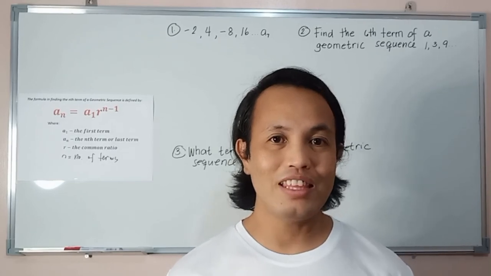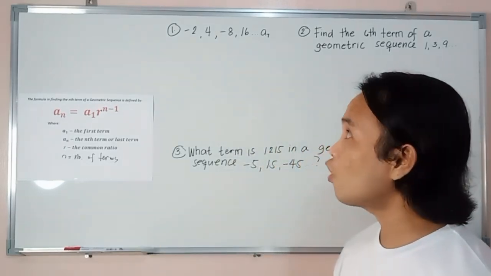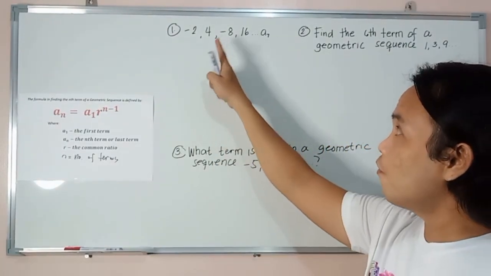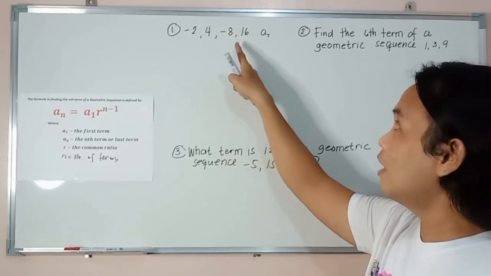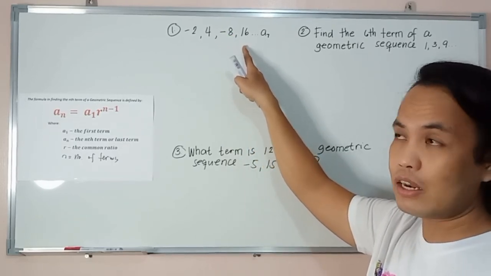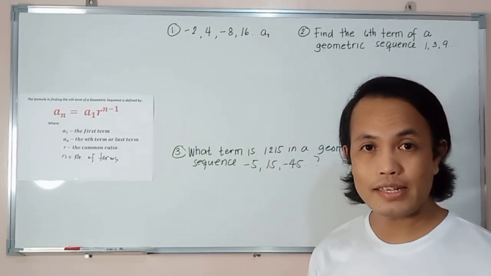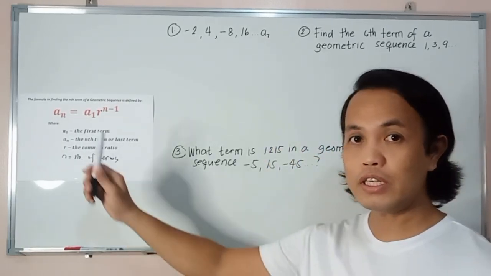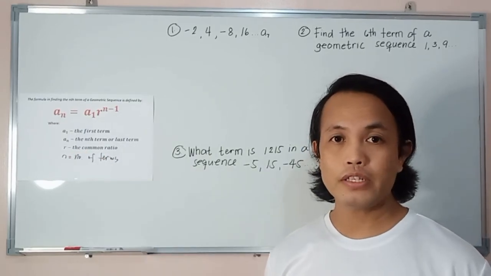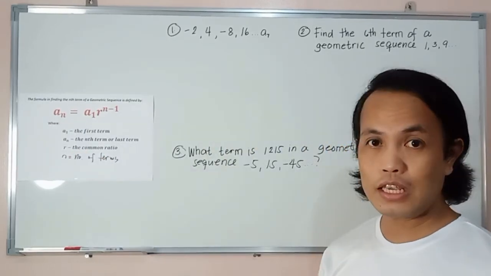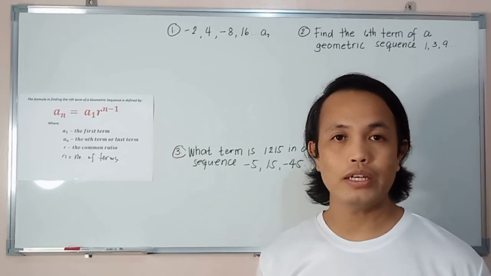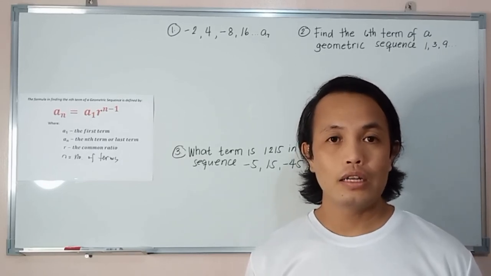So we will try this example number 1. We are given negative 2, 4, negative 8, and positive 16. We are going to solve for a sub 7, which is the 7th term. By using this formula, we will solve for the 7th term given this sequence. But first things first, we need to identify what are the given.